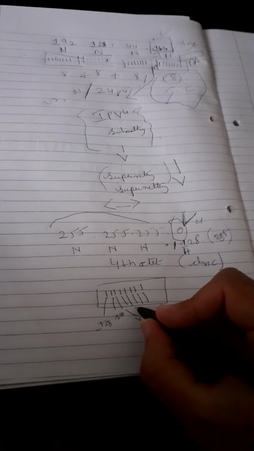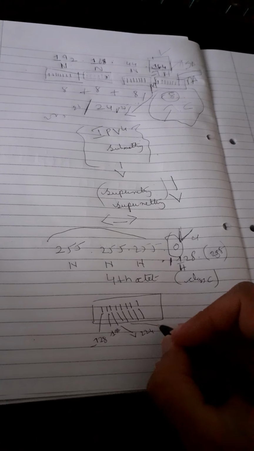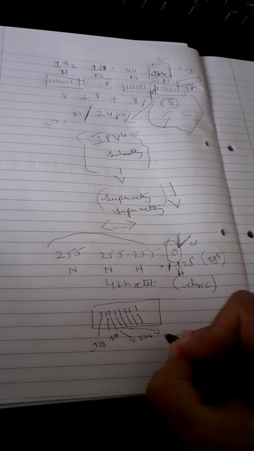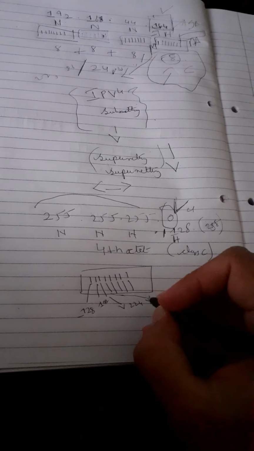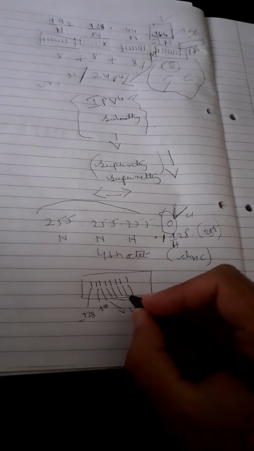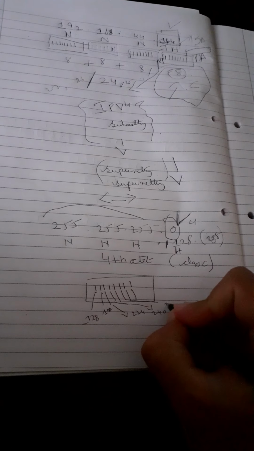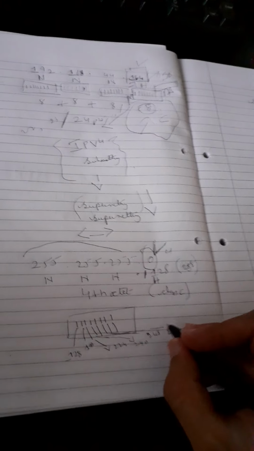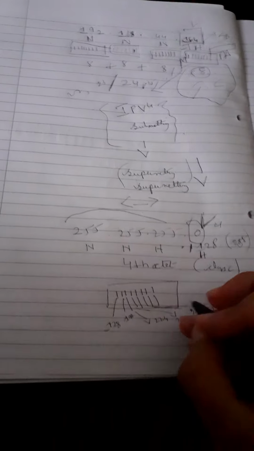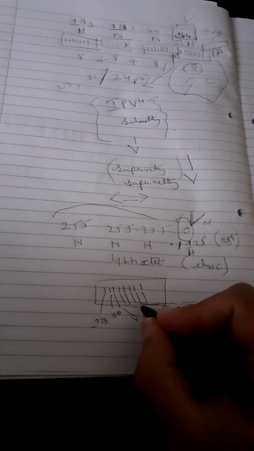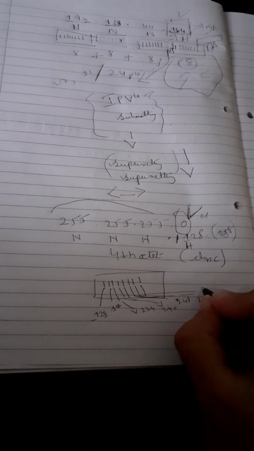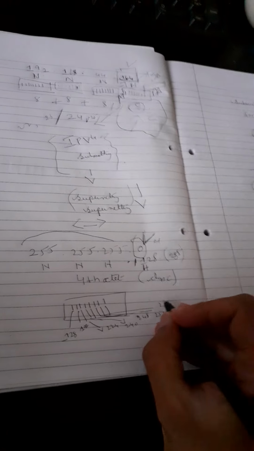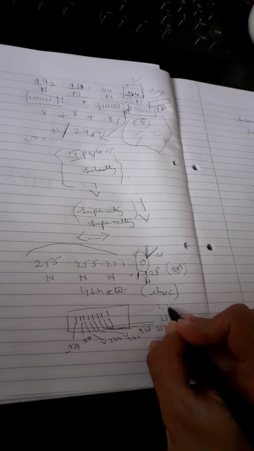All of them have got values. Remember this. The next one is 240. Once you learn these, it will be easier for you to do what you're doing. Then 248, then 252, and then 254. The last one is 255.